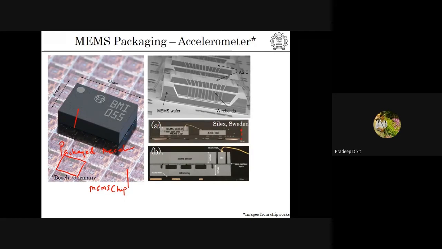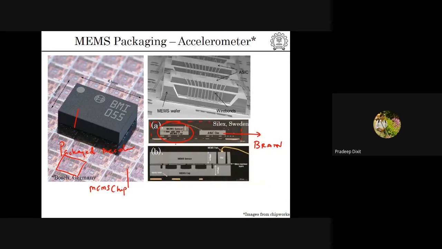I'm drawing the boundary here, and inside this black epoxy, the cross section looks something like this. Okay, so it will have an ASIC die, which we can imagine is like a brain. And we have a MEMS sensor. Right, so what will happen?